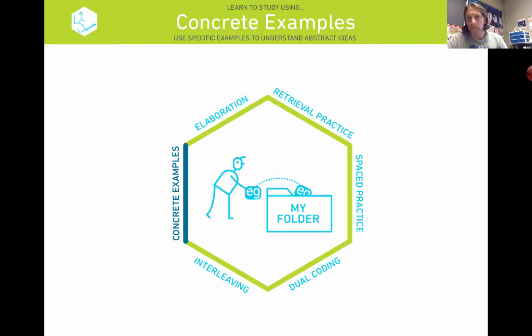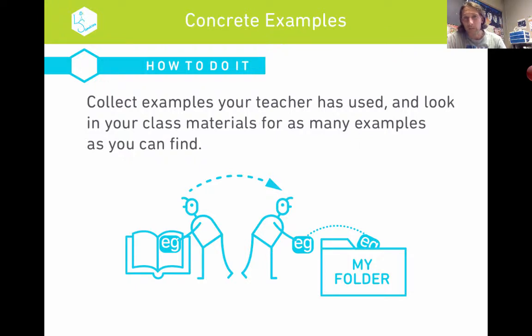Concrete examples is using specific examples to help you understand abstract ideas. So, for example, in world history, we talked about morality and ethical justice, which are abstract ideas. How can you create real world, specific examples that demonstrate to kids what morality means, what ethical justice means? By doing that, you can take something that is very vague and tough for kids to grasp and give them specific things that allow them to make a connection to this abstract thing.